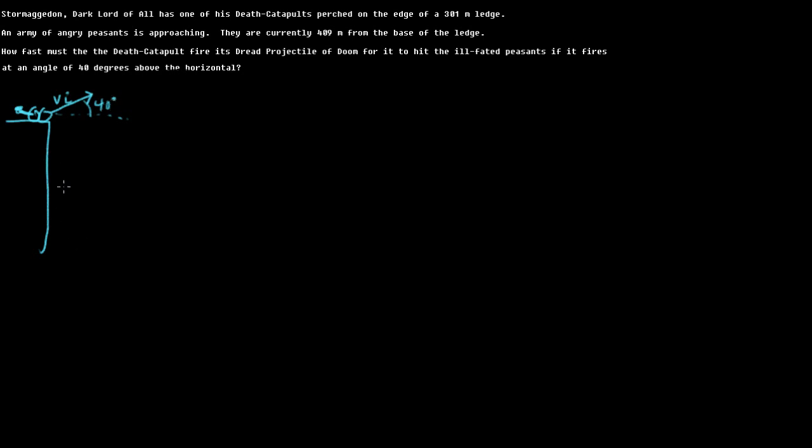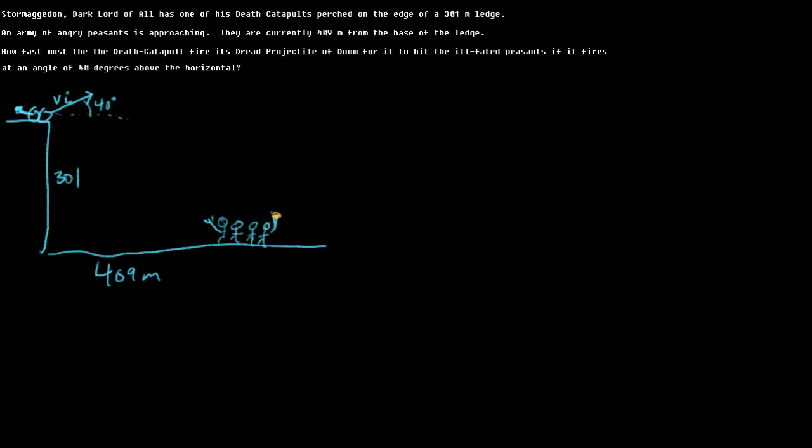We also happen to know that the ledge is 301 meters tall, and we know that the angry peasants are 409 meters away. Let's give them some pitchforks, some torches. Anyway, here's our situation.